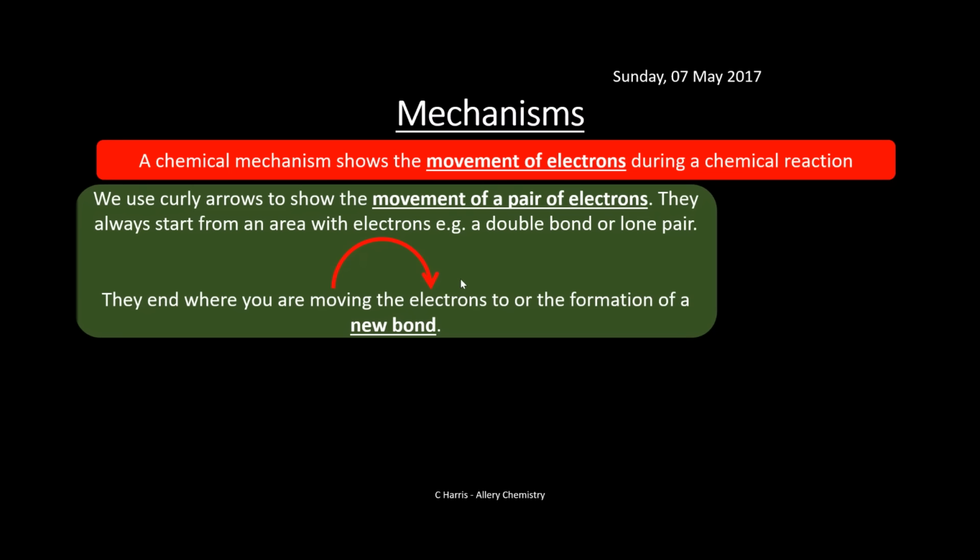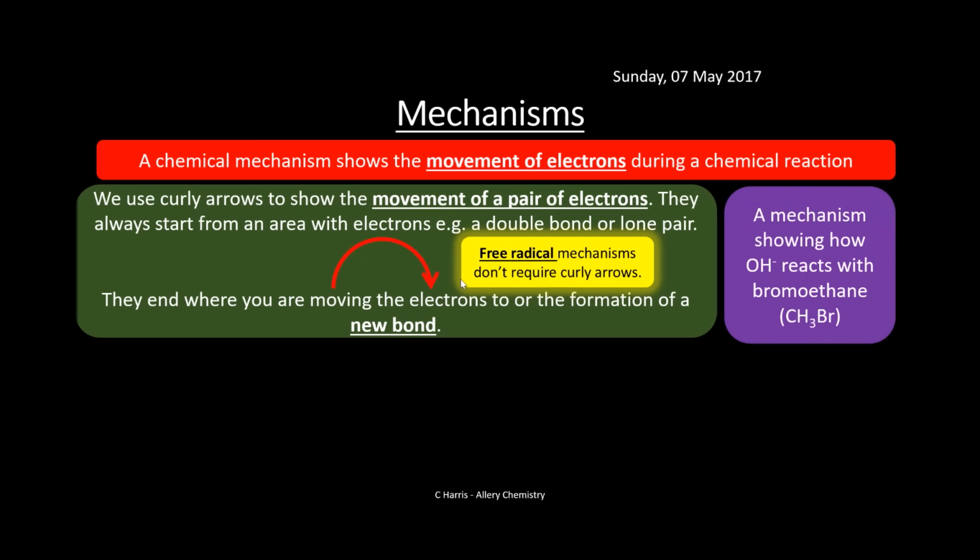They always start from an area where there's lots of electrons. That could be a double bond or a lone pair, and you can see we've drawn the red arrow there. The end of the arrow shows you where the electrons are moving to, or it could be the formation of a new bond. Free radical mechanisms don't require any curly arrows. You'll see free radicals in the halogenoalkanes topic, but we don't need to know them for this. So that makes it a little bit easier.